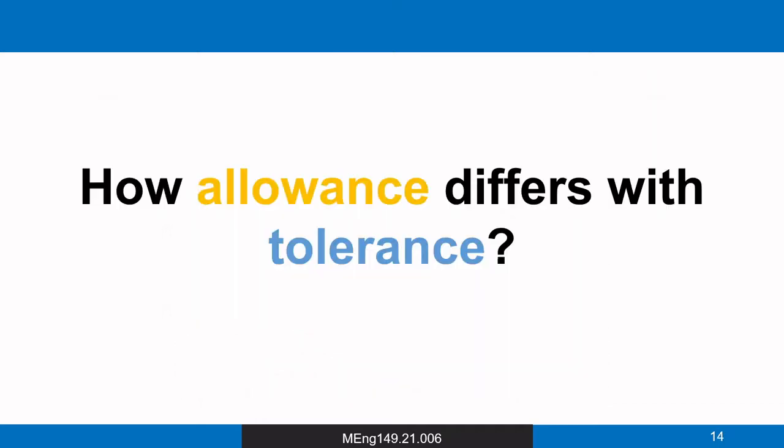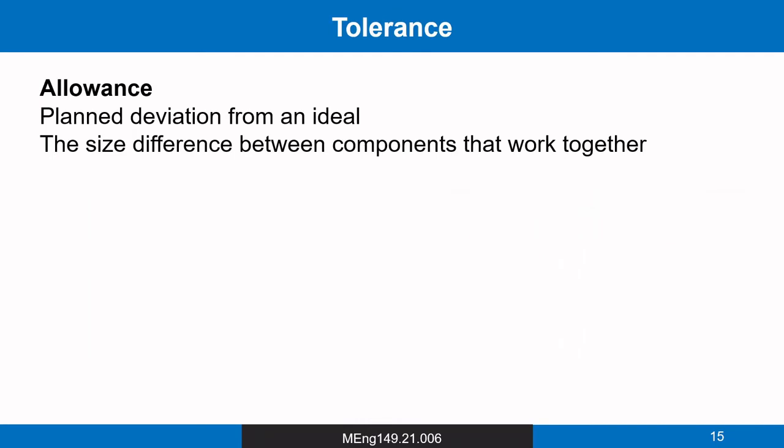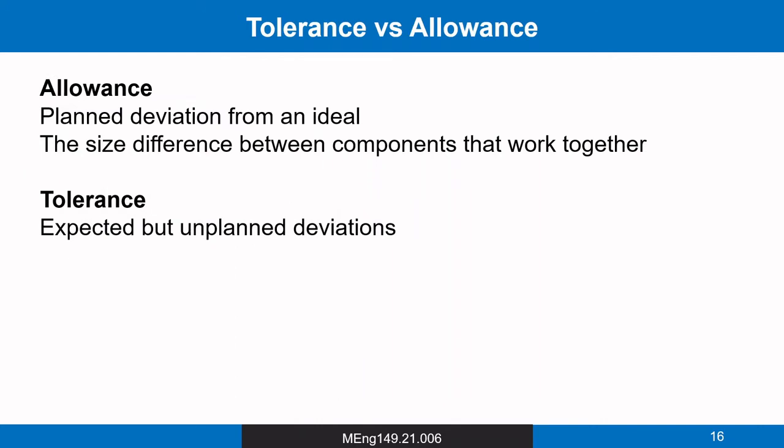Okay, but how allowance differs with tolerance? So asa man sila nagkuano? So muna ang kalahian sa allowance at tolerance. So ang allowance is a planned deviation from an ideal or the given dimension, and it is the size difference between components that work together. Okay, and the tolerance is expected but unplanned deviations. Okay, so okay, ano pa? Marag naglibog pa, marag wala pa na to nag-gets no kung sa ang difference sa allowance og tolerance.